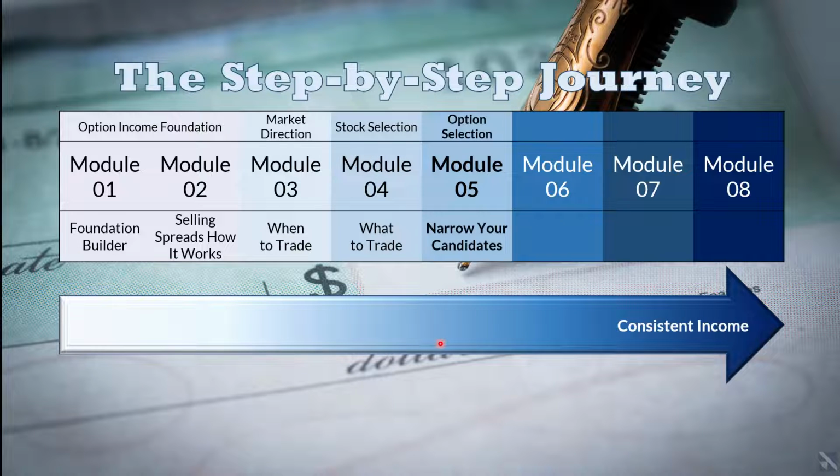Now that you've got your list of stocks, we're going to narrow it down to the best options candidates that give you the highest probability for profits. By using the rules in this module, you'll make sure that you're getting paid top dollar for your trade, and making it so you can make money even if the stock goes nowhere.